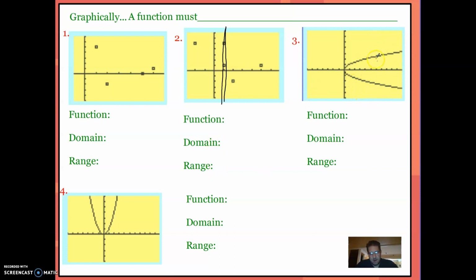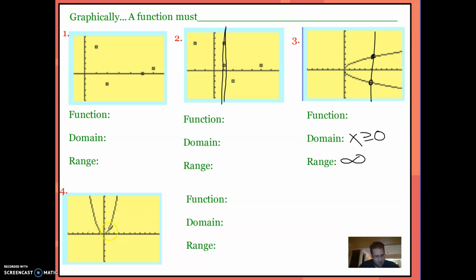This one is also not a function. It does not pass the vertical line test. If you put a vertical line anywhere on the graph, it should never hit the graph twice. So the domain in this case would be anything that's greater than or equal to 0, and the range would be all real numbers, but it's not a function.